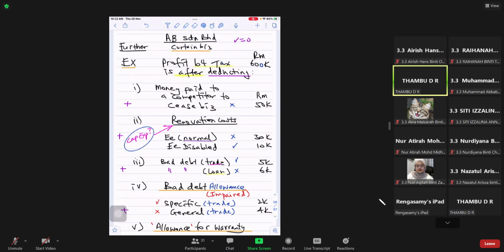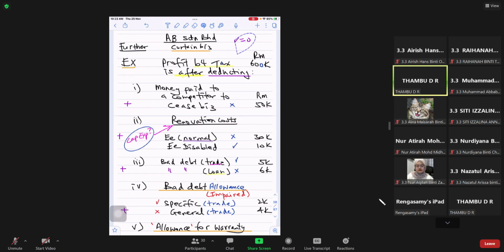Money paid to a competitor to cease business. Not an allowable expense, add back. Renovation cost, that is capital. For a normal employee, if you spend money renovating a building for a normal employee, not allowed, add back. For a disabled employee, we allow, but single deduction. Only salary is double. So we allow, nothing to do.